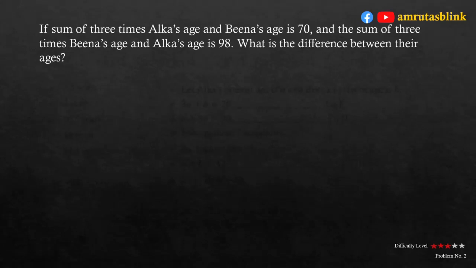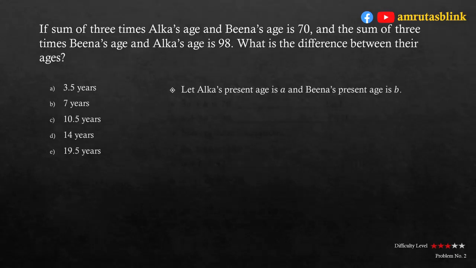If the sum of 3 times of Alka's age, so we need to take 3 times of Alka's age and plus Bina's age is 70, and at the same time 3 times of Bina's age and plus Alka's age is 98. Options are given, and what is asked is what is the difference between their ages. Options are given: 3.5 years, 7 years, 10.5 years, 14 years and 19.5 years. Now we will assume, let us say Alka's age is A and Bina's age is B.